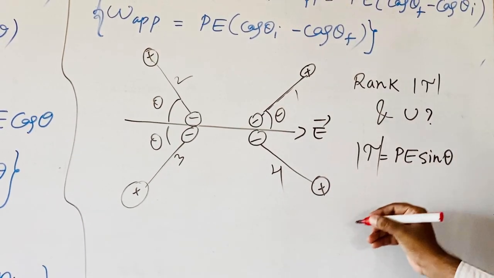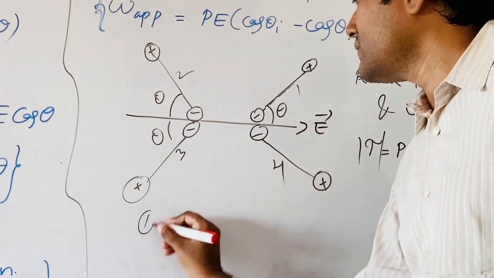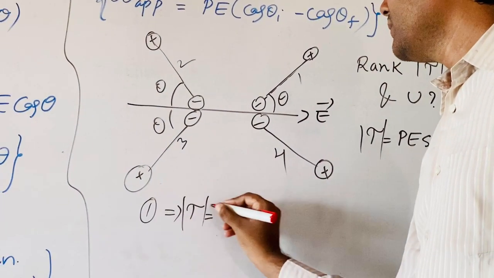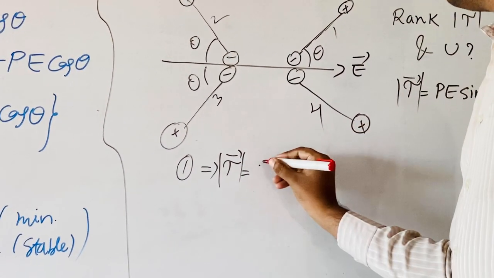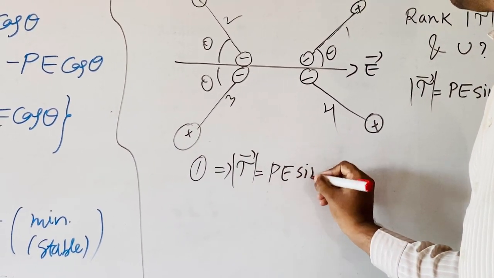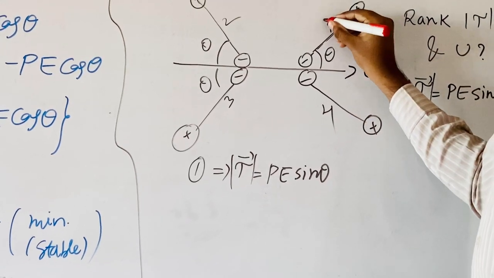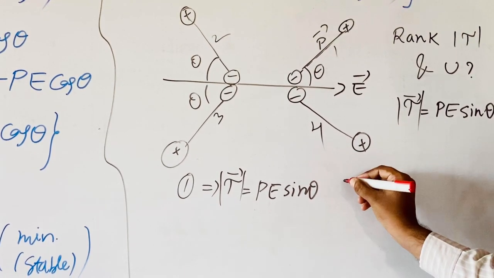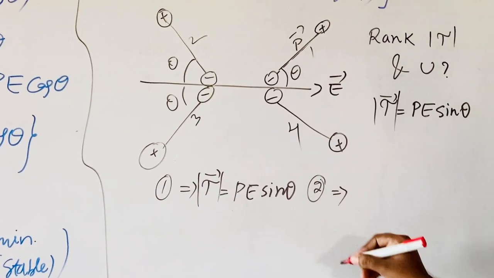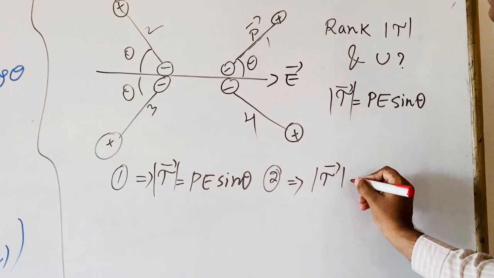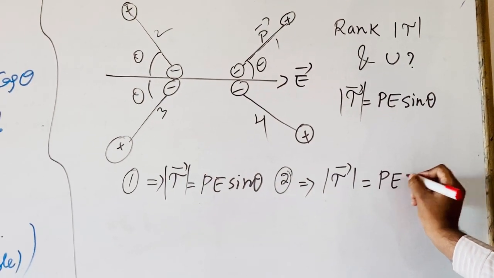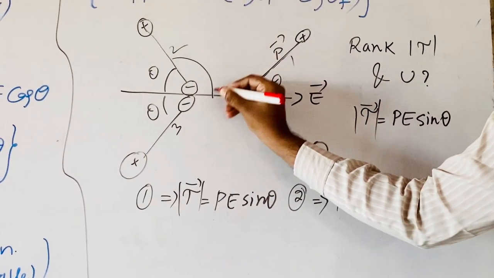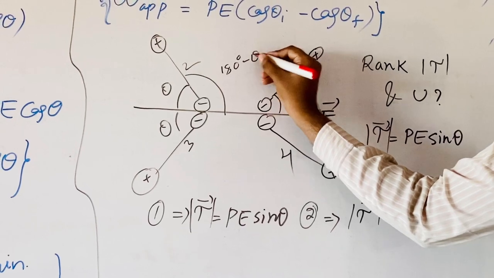For the first dipole, what is the value of tau? Tau is equal to P sin theta. Clearly the angle between P bar and E bar is theta only. That's why tau is equal to P sin theta. For the second one, the modulus of the torque is equal to P into sin of 180 minus theta. What is this angle? This is 180 degrees minus theta.